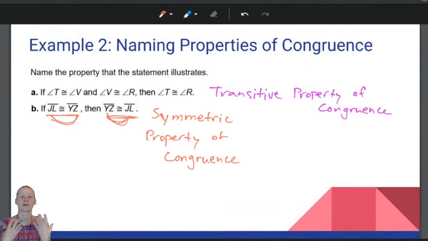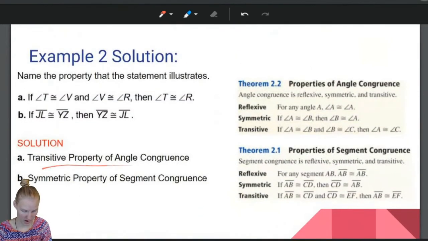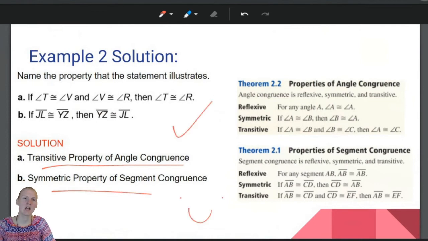Again, in my class, you can just write symmetric property. You don't have to write "of congruence." But cool, let's check and see if we were correct. Transitive property of angle congruence, getting even more specific, and symmetric property of segment congruence. You can get even more specific. I know what you mean. I know we're talking about segments, so you don't have to say segment congruence for me. But if you want to, by all means, go for it.